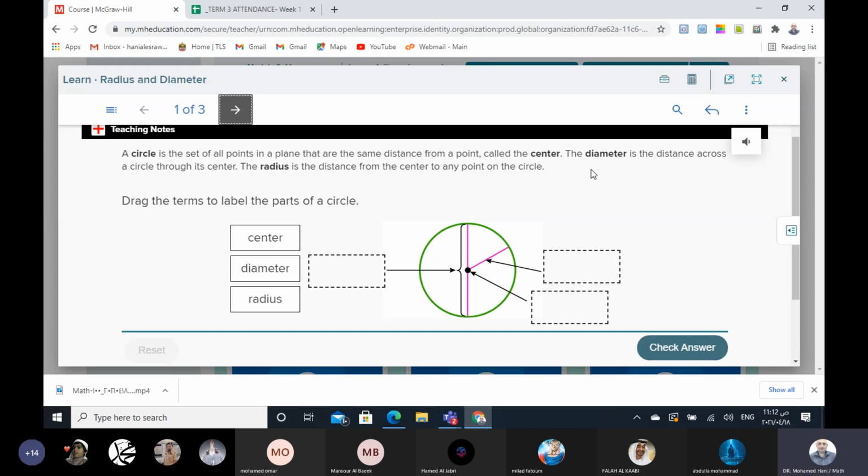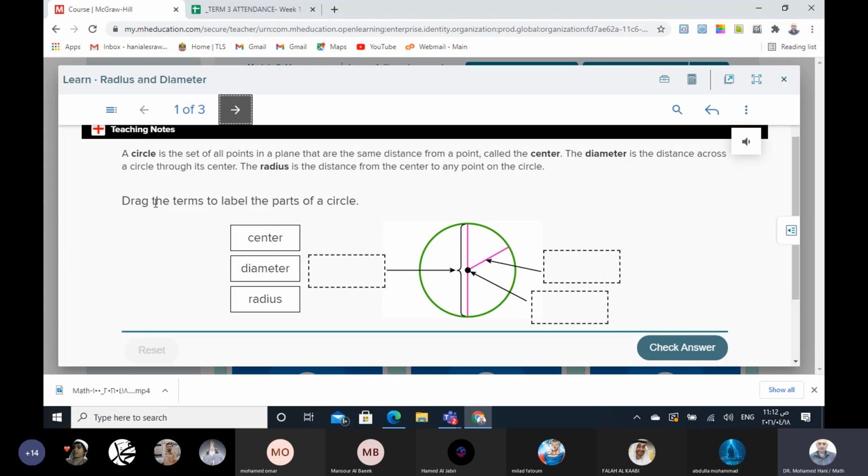The second idea, what's the meaning of the diameter? The diameter is the distance across a circle through the center. The line between two points on the circumference passing through the center, the name of this line is diameter.